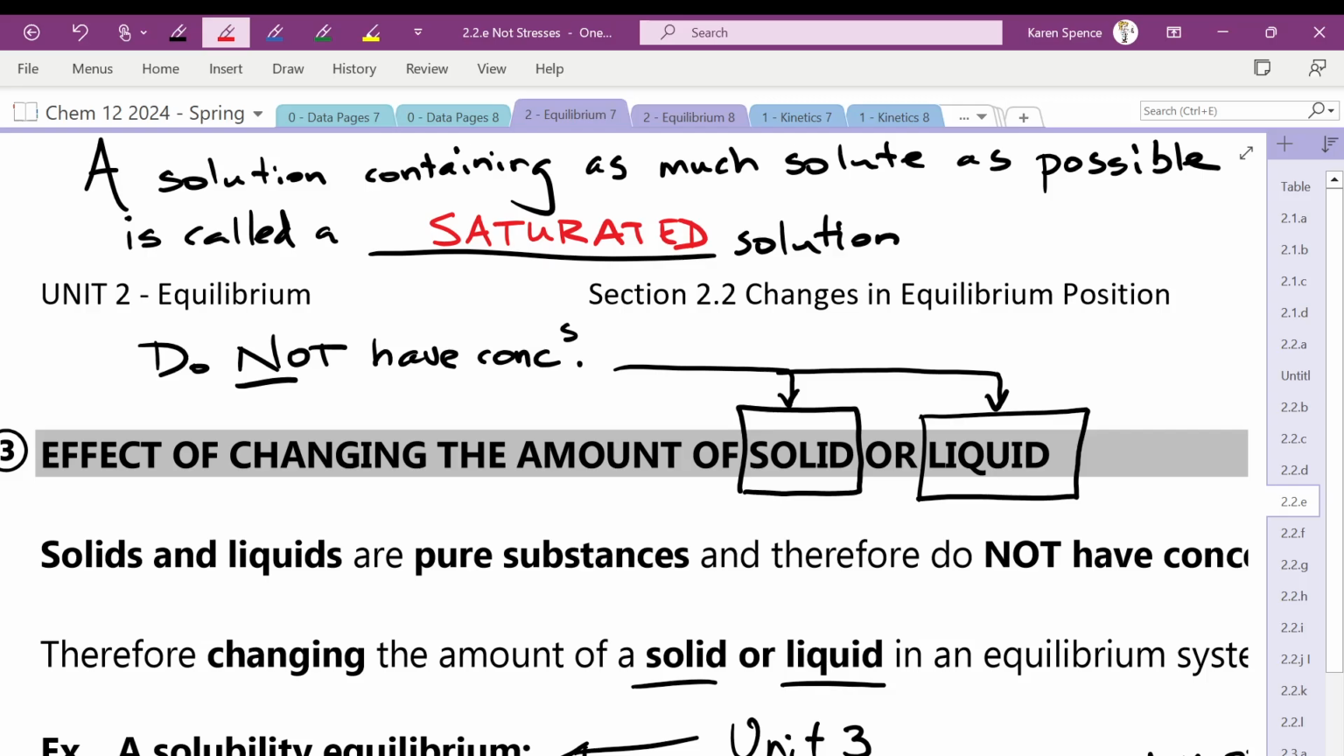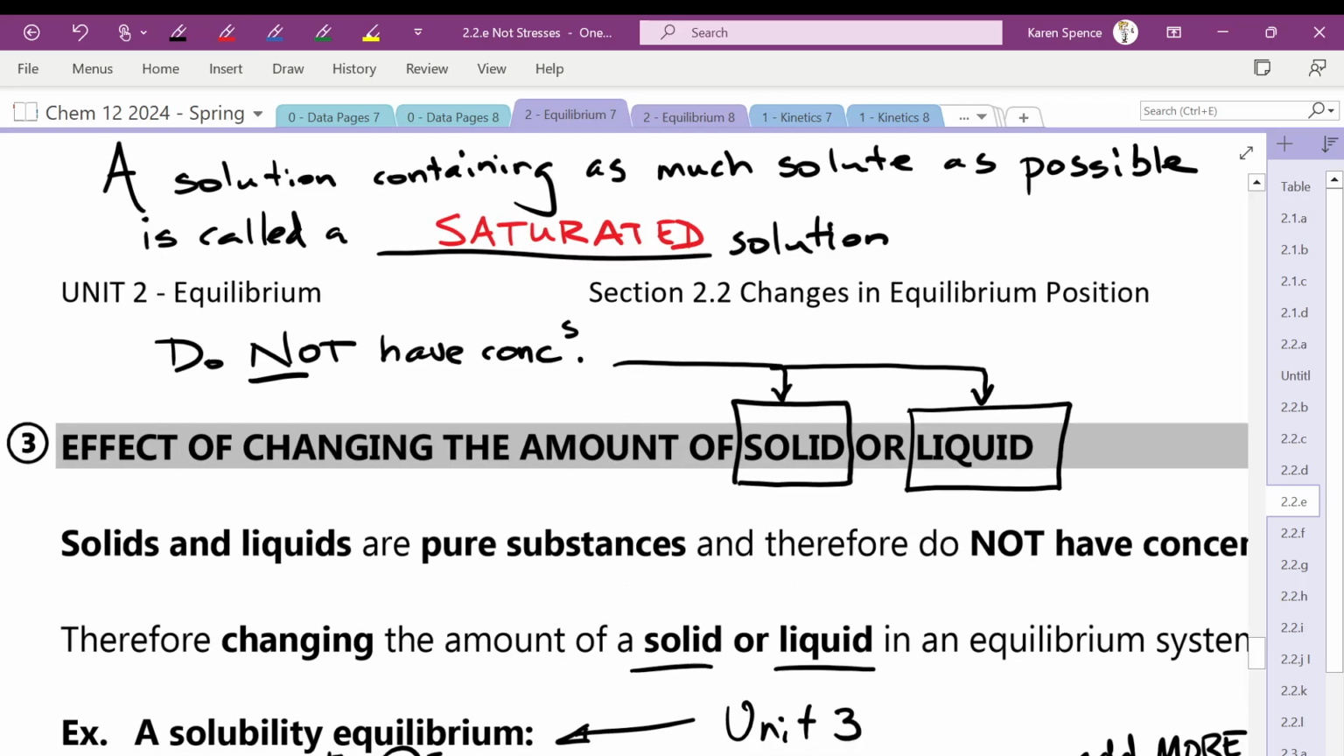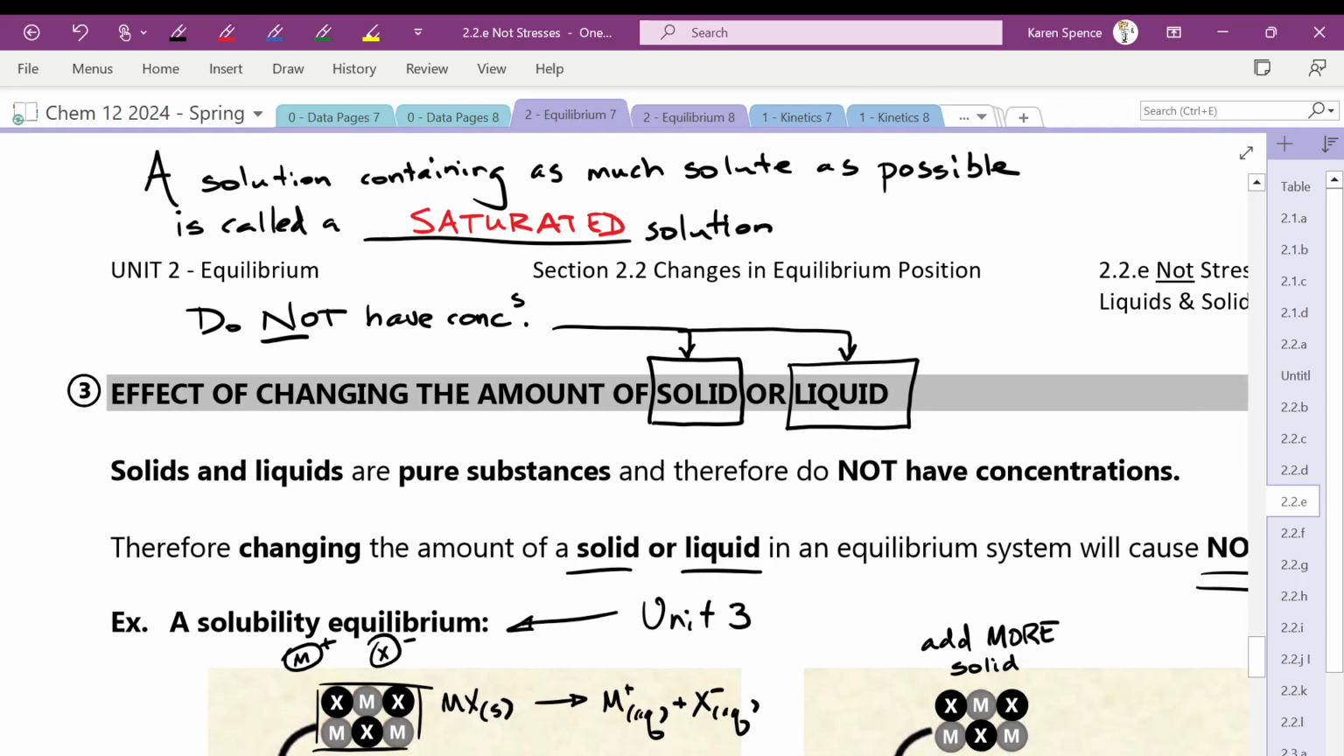Any of you taking biology? Have you heard of saturated fats? That means it contains as many hydrogens as possible. There's no double bonds. So it's a similar kind of concept.